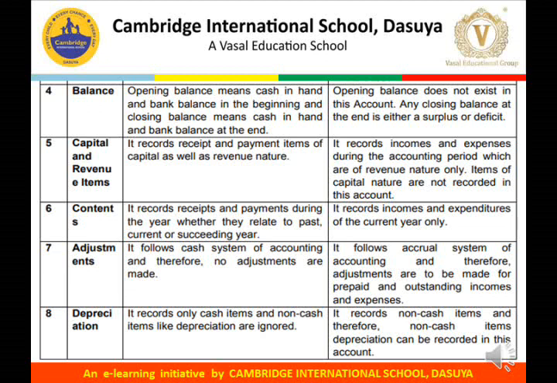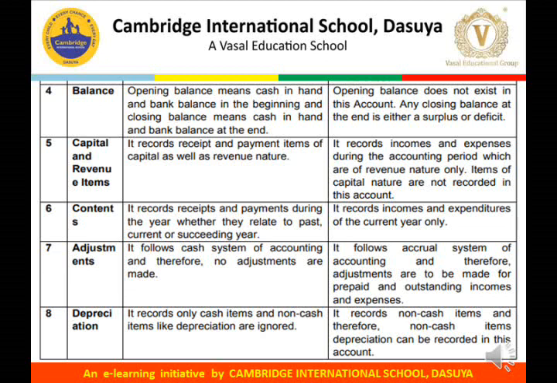Now comes the adjustment. Receipt and payment account follows cash system of accounting, that is cash basis of accounting. Therefore, no adjustments are made. Whereas income and expenditure account follows accrual system of accounting and therefore adjustments are to be made for prepaid and outstanding incomes and expenses.